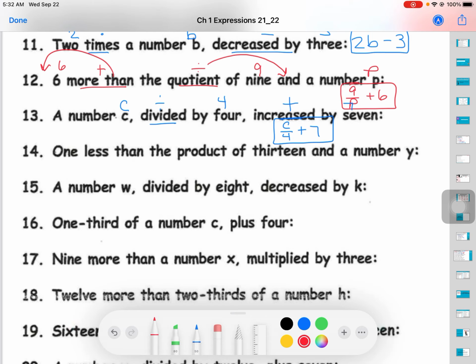1 less than. So that means I'm taking away. But you see that then means it's going to come at the end. So it's going to be a minus 1 at the end. The product, which means to multiply, 13 and a number y. So that product is going to come in here. So I have to do the product first, which would be 13y minus 1.